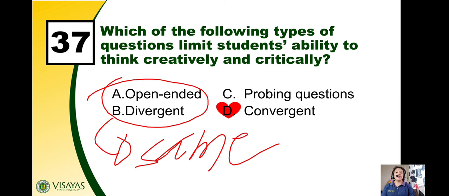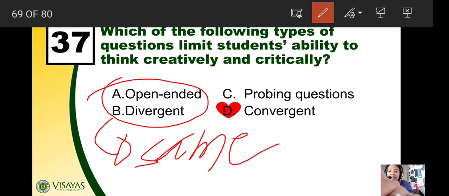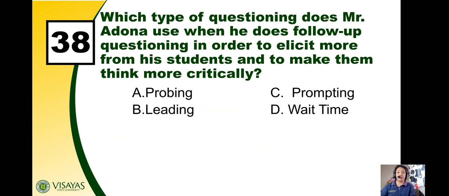Then the last one is convergent. This is closed-ended. So, this is more on objective type of question kung saan you are just asking based on the book or based on the content. So, yung hinahanap kasi natin is limit students' ability. So, limiting students' ability is by giving only convergent question. But I'm not saying, class, na kanan open-ended itigahatag. It should be a mix of convergent and divergent question.